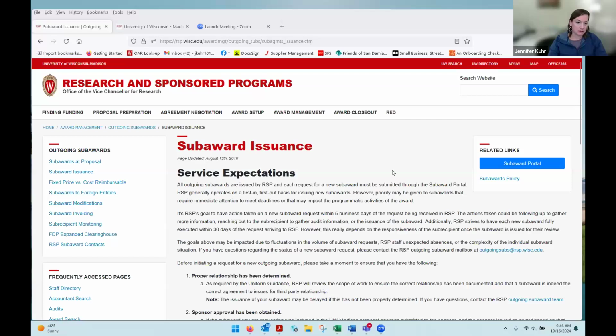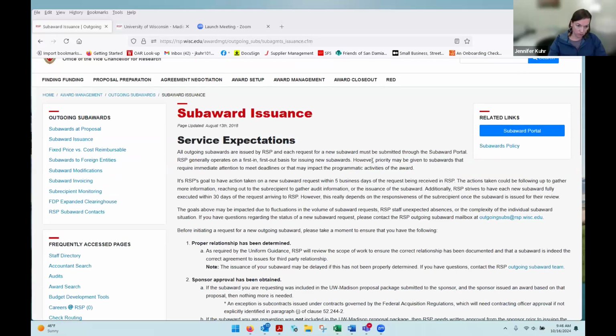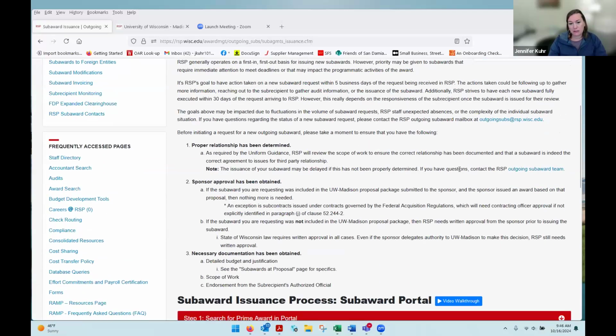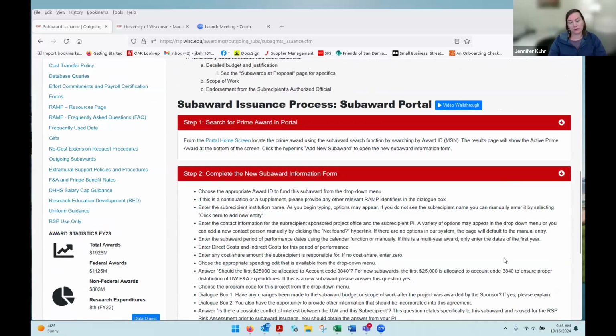So the first thing I want to point out is that the RFP webpage has some great resources for subawards. If you go to the outgoing subawards section, there's information about the proposal stage, the issuance stage, and then information about modifications and invoicing. But the piece that I wanted to point out is that we have video walkthroughs available for how to request a subaward in the Subaward portal.